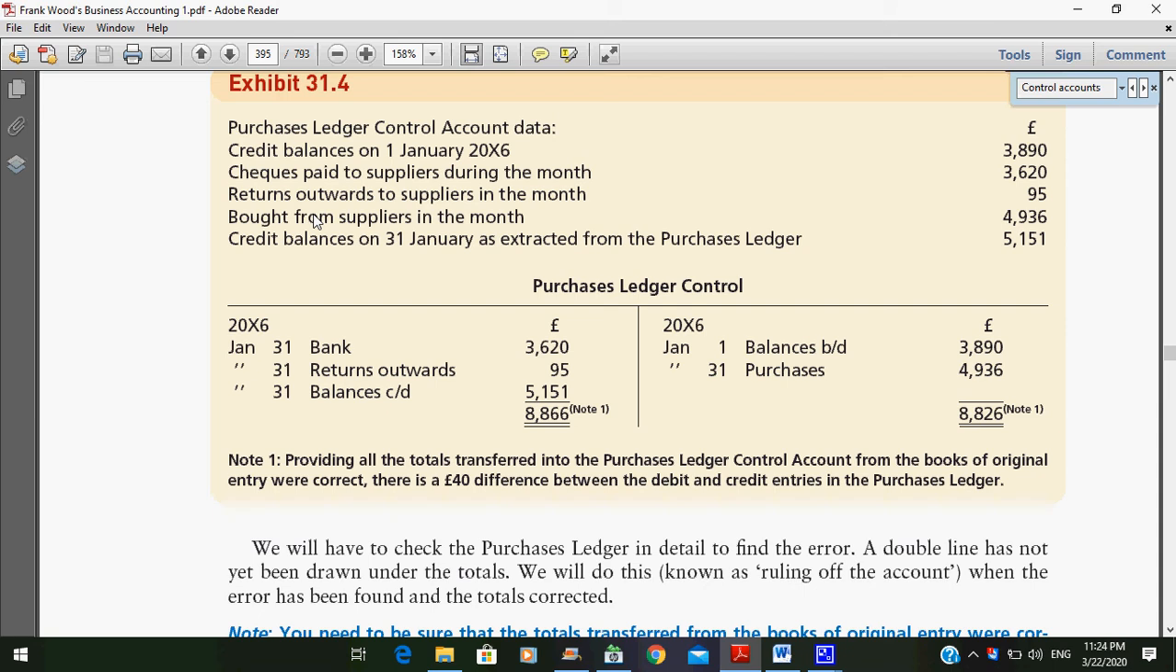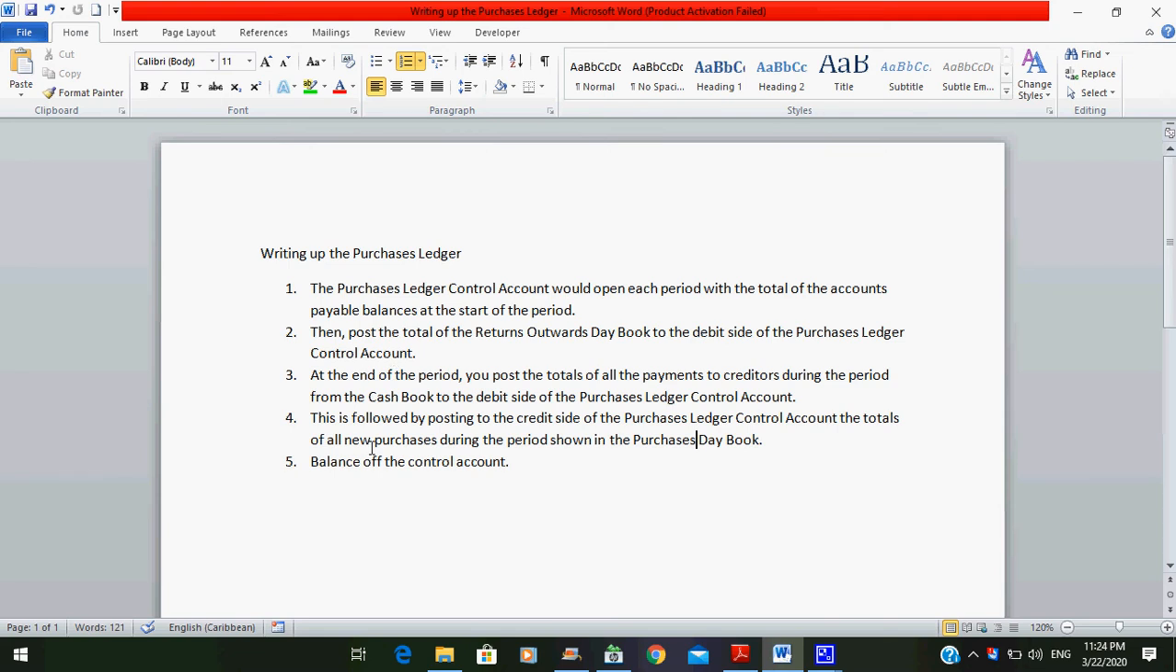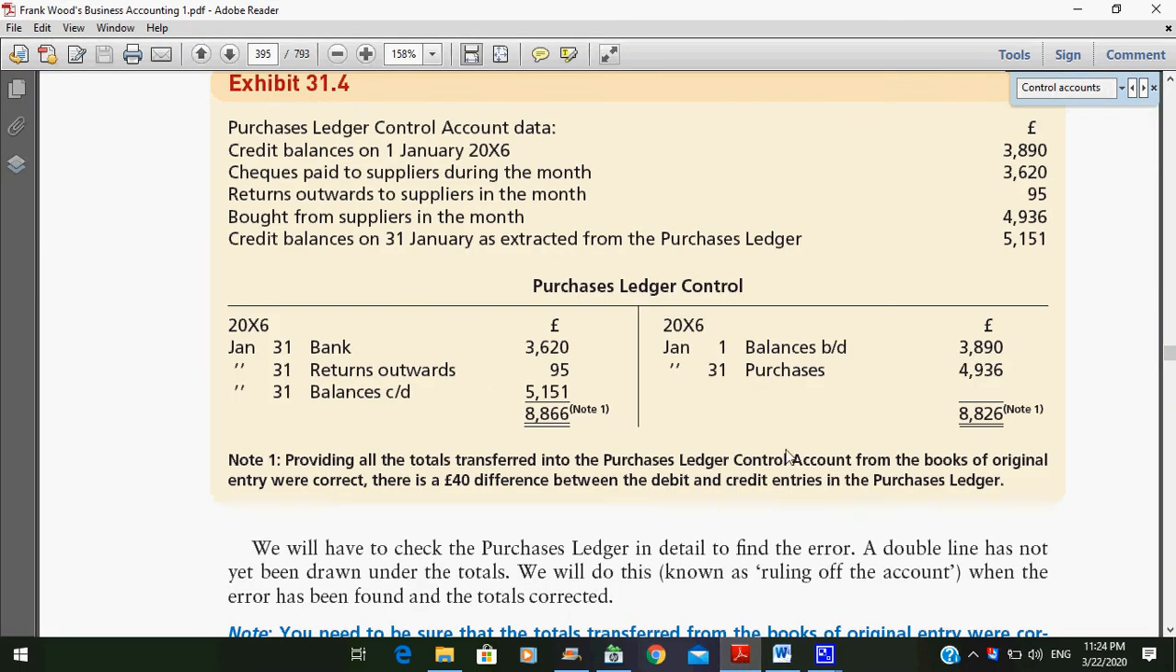Good. Then you have bought from suppliers in the month, 4,936. This is followed by posting to the credit side of the purchase ledger control account the totals of all new purchases during the period shown in what? The purchases day book. That's what you have right here, 4,936, because you bought from suppliers during this month.